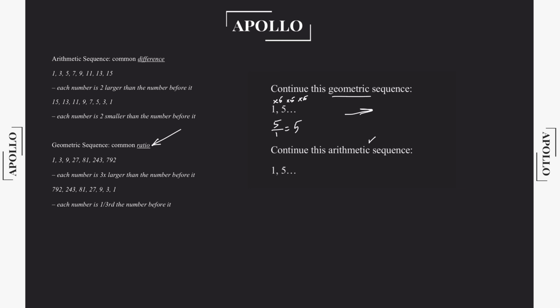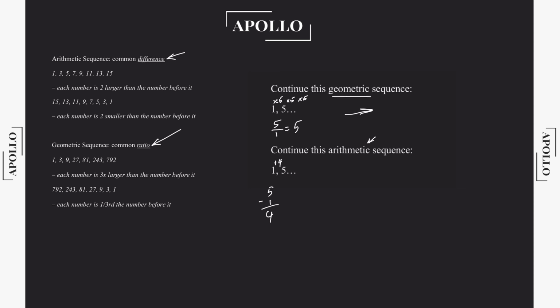All right, now let's do it for an arithmetic sequence. So we need to find the common difference. All right, so what's the difference between 5 and 1? You do that by taking 5 and subtracting 1. So we know that there's a difference of 4. So we're going to be adding 4 in between each number in the sequence.